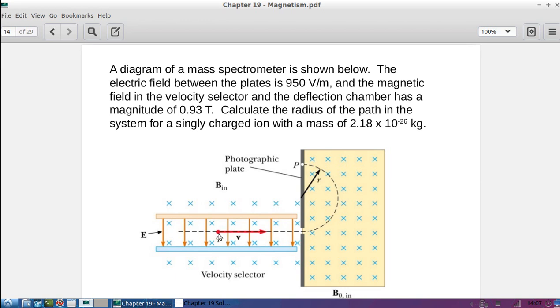So this charged particle travels through this velocity selector. We'll talk about why we call it a velocity selector in a second. It's got a constant velocity in the positive x direction, and then it hits this uniform magnetic field, and then it experiences that magnetic force that causes it to travel in a circular path. So we're looking for the radius of this path. It's a singly charged ion with a mass of 2.18 times 10 to the negative 26 kilograms.